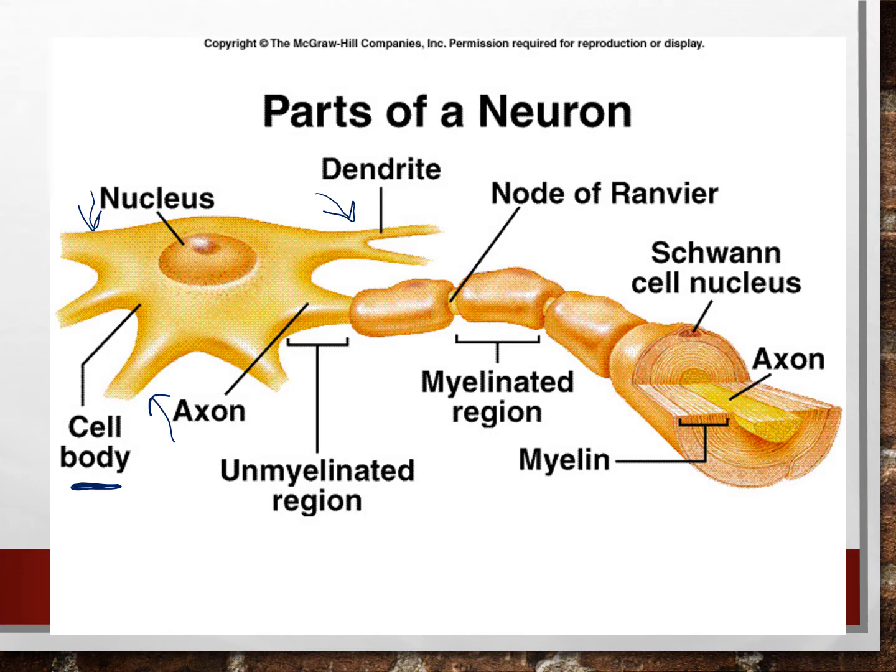So every neuron is going to have a lot of dendrites because they want to gather as much information as possible. The dendrites then take the information to the cell body, and the cell body kind of weeds out, okay, what's important and what's not, because you don't need everything that you gather.